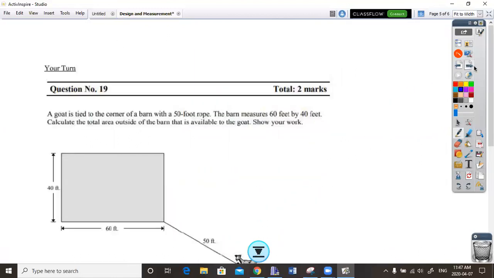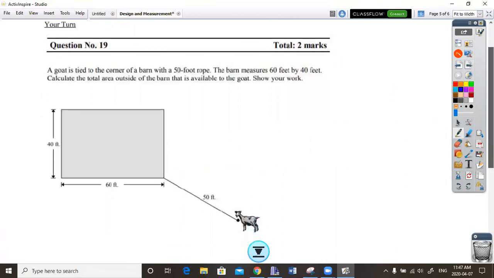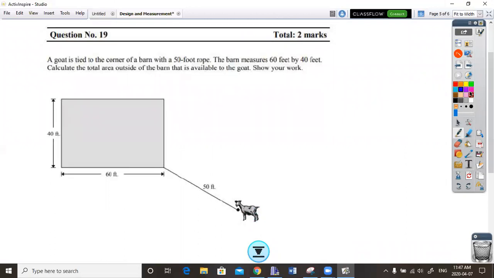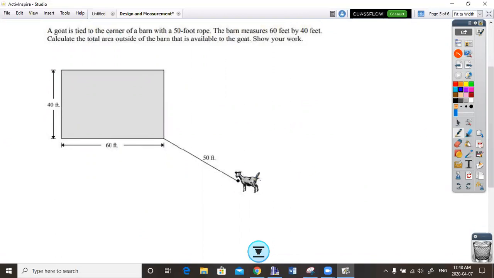And these 2 questions are for homework. I'll be giving you the answers tomorrow. This is very similar to the one with the dog in your design and measurement package, but now you have a goat. What's the area outside the barn that the goat can travel in? I'm sure you notice that the goat, at maximum, would be making a circle, right?